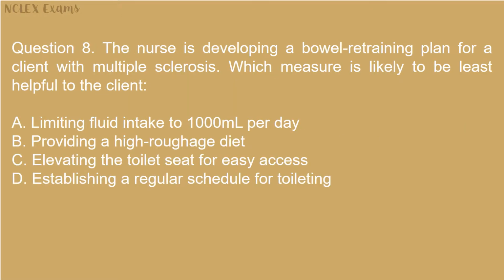Question 8. The nurse is developing a bowel retraining plan for a client with multiple sclerosis. Which measure is likely to be least helpful to the client? A. Limiting fluid intake to 1,000 milliliters per day. B. Providing a high-fiber diet. C. Elevating the toilet seat for easy access. D. Establishing a regular schedule for toileting.